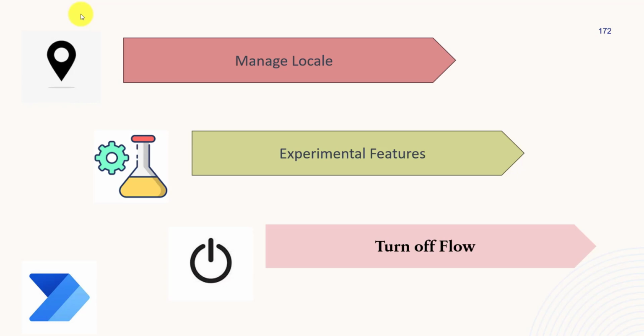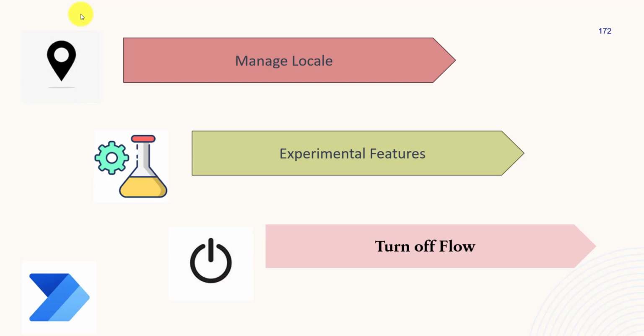So let's begin with how we can manage the locale. First, let's understand why we need to manage the locale. Let's say at times an approval may arrive in an unexpected language. In such cases, we can adjust the language preference in Power Automate. Additionally, the platform provides the option to select the regional format or locale, allowing users to customize date and time formats based on their chosen languages.